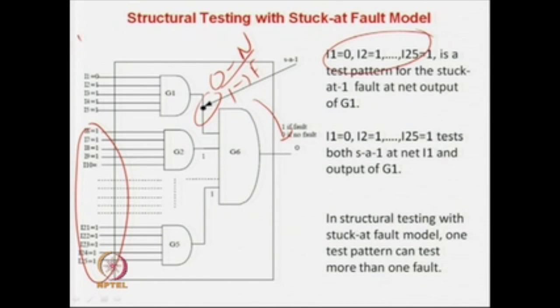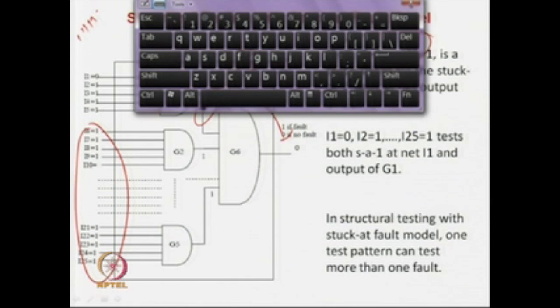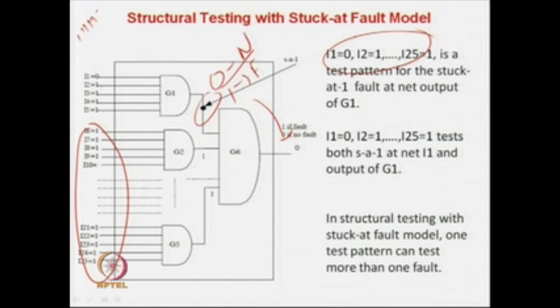Except all ones, you can apply any other pattern. If you apply all ones over here, then the answer will be 1 and your fault will remain undetected. So you can apply all zeros, you can apply 1, 0, 0, 0, 0 and so on. But let us apply the pattern which we applied earlier, 0, 1, 1, 1, 1. Now in this case, you see the answer is 0 over here if it is normal, and 1 if there is a fault. So this same pattern is actually testing the stuck at one fault tested here, as well as a stuck at one fault here. So in other words, this pattern is actually testing 2 faults in a go.